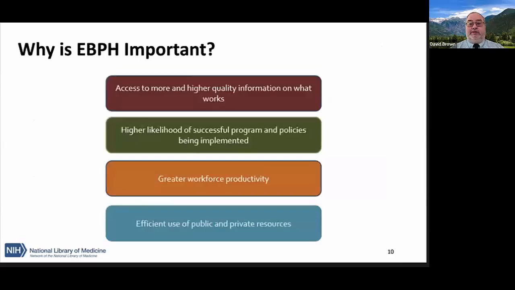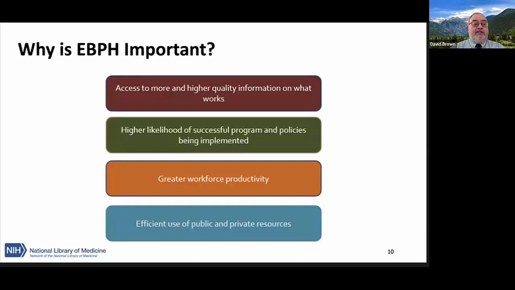So why is it important? We can access more higher quality information on what works. Again, the reason we have evidence is it shows what's working, or what has worked historically, or what isn't working, because just because something is working now doesn't mean it will continue to work. These are things to look at as we look across those things.